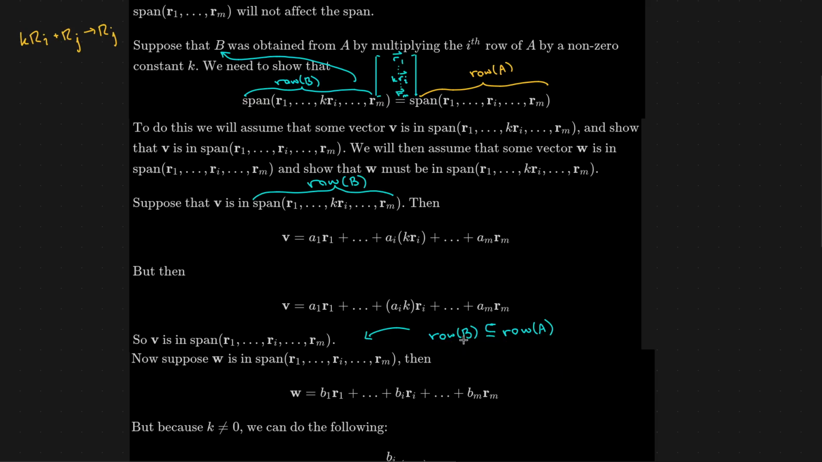What we need to show is that the reverse is also true now. So now take a different vector W, a potentially different vector W, in the row space of A, in the span of the rows of A.